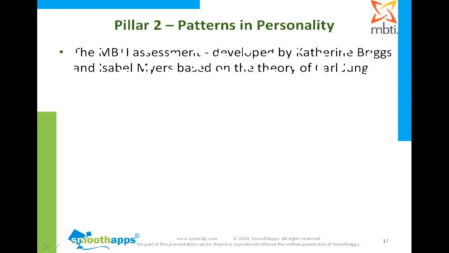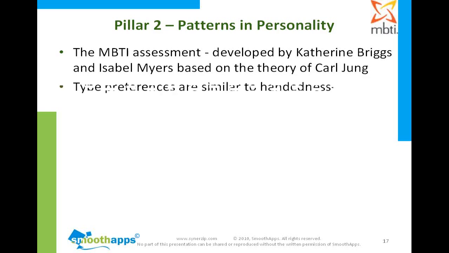So let's talk about the Myers-Briggs, because this is the framework that you can use to address this gap of perceptions. The Myers-Briggs, or MBTI, is an assessment which was developed by Katharine Briggs and her daughter Isabel Myers based on the theory of Carl Jung. And what it does is it provides a model for understanding the type differences in human beings. And let me give you an analogy. Type differences in human beings are similar to hand preferences or handedness.